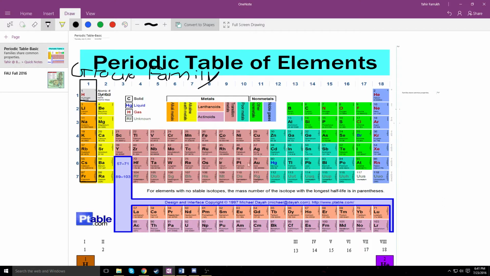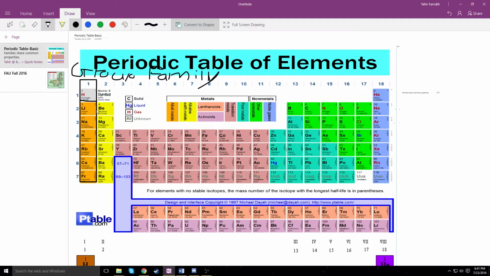These are actually kind of special. These are called the transition metals. This is like your iron, your cobalt, your nickel, your gold, your silver, etc. Then you also have your lanthanides and actinides, but I will talk about those later. Let's go ahead and talk about what each family is now.